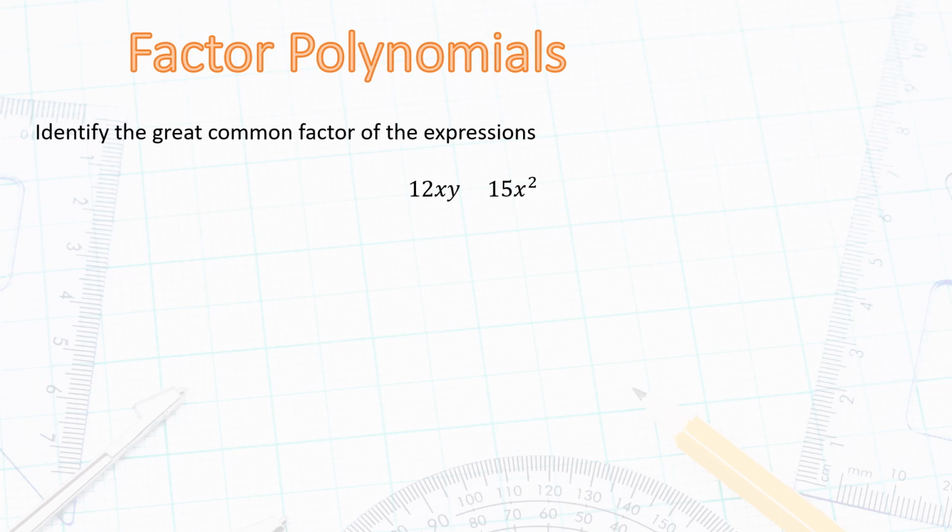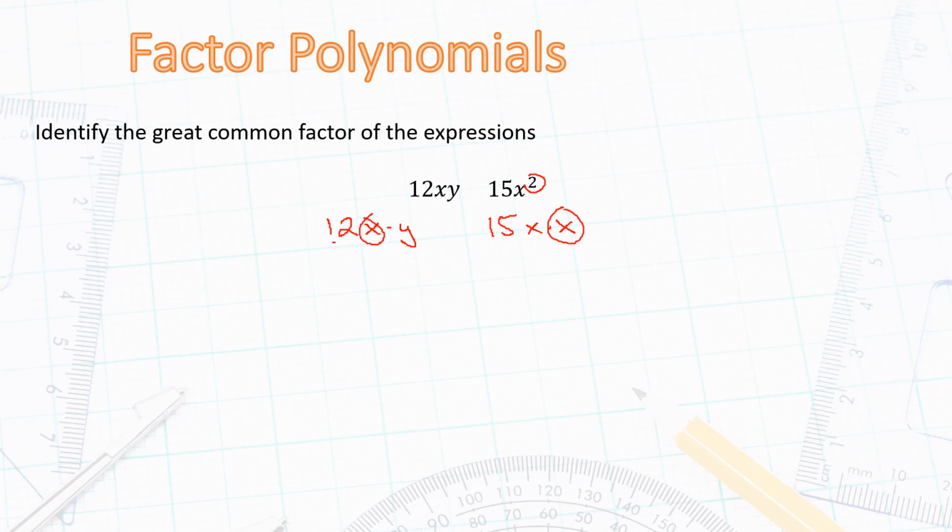All right, so now when you've got letters involved as well, it's basically the same thing. One way to visualize this is that if you have any exponents, separate them out. So 12xy, for example, is 12 times x times y, and 15x squared is 15 times x times x. So there is one copy of x common to both.